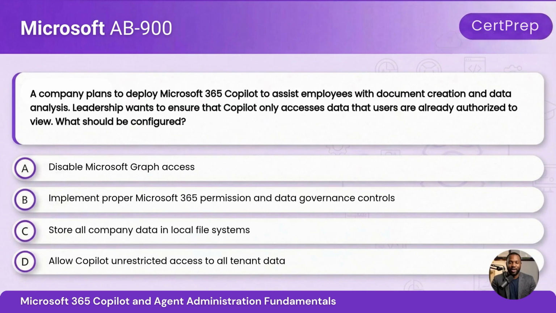Question number 1. A company plans to deploy Microsoft 365 Copilot to assist employees with document creation and data analysis. Leadership wants to ensure that Copilot only accesses data that users are already authorized to view. What should be configured? Option A. Disable Microsoft Graph Access. Option B. Implement proper Microsoft 365 permission and data governance controls. Option C. Store all company data in local file systems. Option D. Allow Copilot unrestricted access to all tenant data.